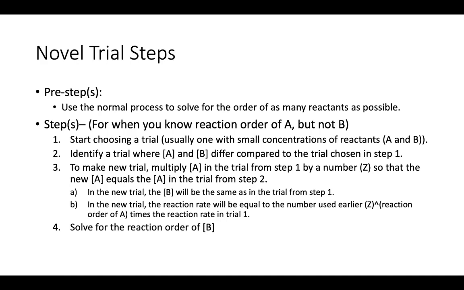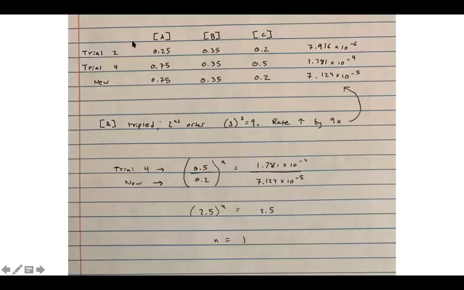Okay, and then in step 3, you're going to take the compound that you know the reaction order of, and you're going to change it so that it matches the concentration of the trial that you picked in step 2. While the concentration of the reactant you don't know the reaction order of, you're going to keep the same. Okay, and then from here, you can evaluate what the reaction rate for this novel trial should be, and then you can use that trial and a previous trial to solve for the reaction order of the unknown reactant.